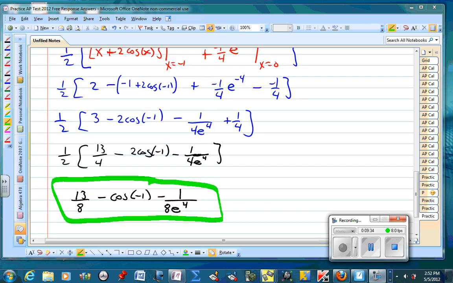Here you go. The steps that were worked out while the video was paused are in black ink. The simplified answer is selected. That's the average value of our function from negative 1 to 1.